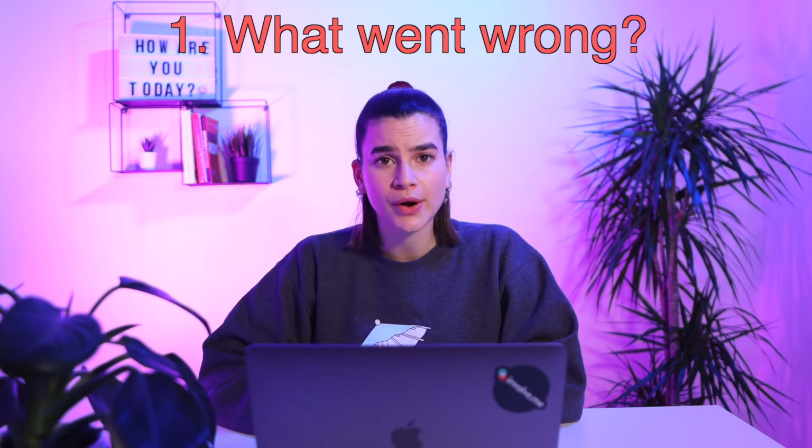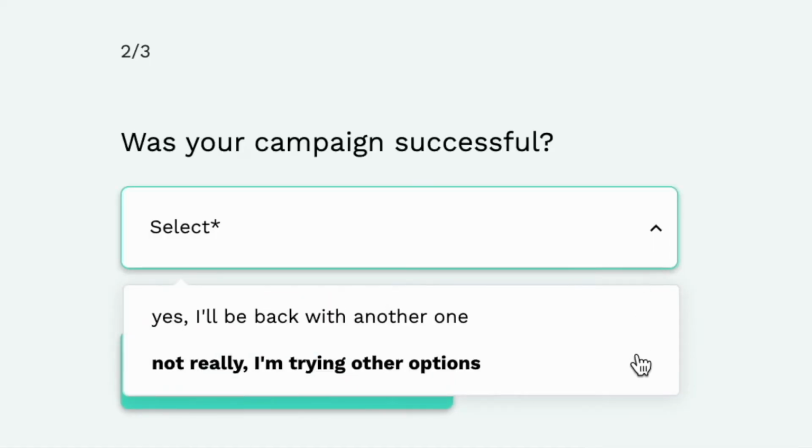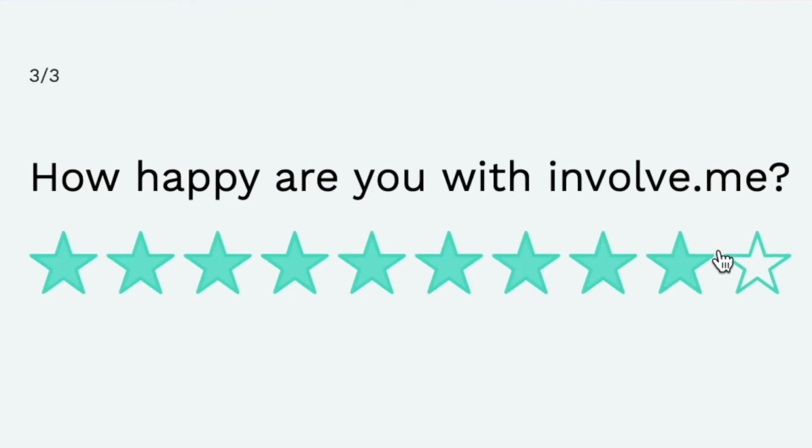At InvolveMe, we ask 3 questions before they leave. Firstly, what went wrong? Secondly, were you successful? Meaning, were you successful at achieving what you wanted to with our tool? And thirdly, how would you rate your experience on a scale from 0 to 10? This question is important because it helps you make a review funnel.